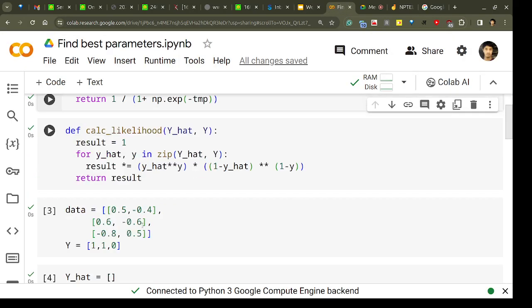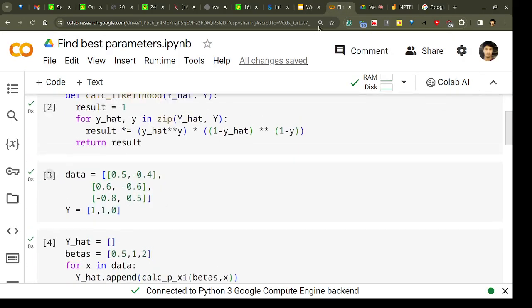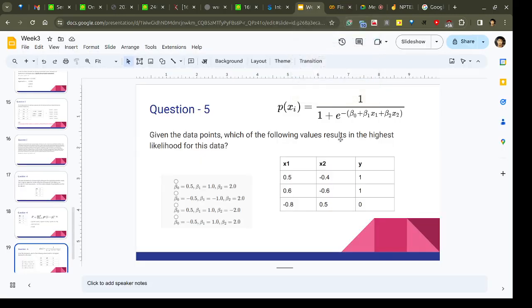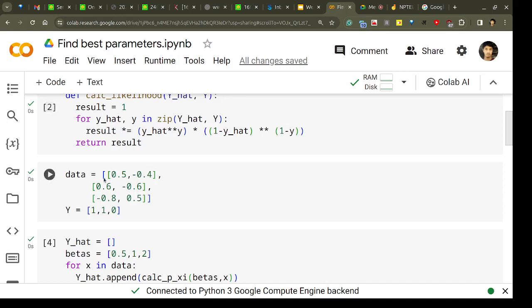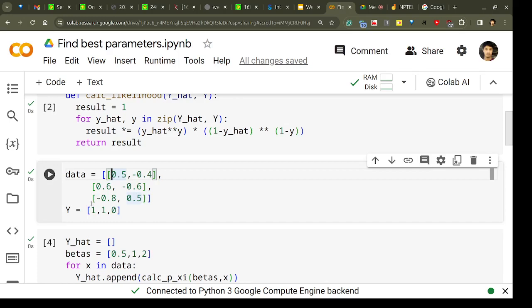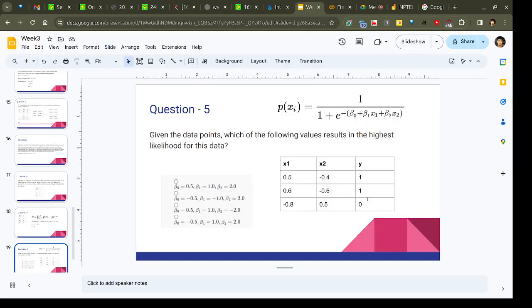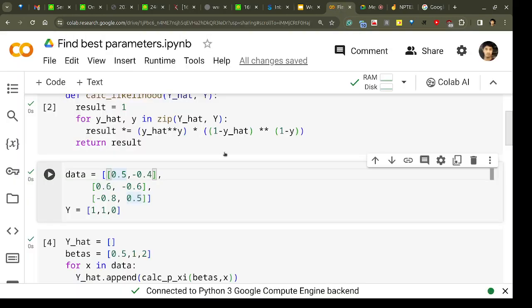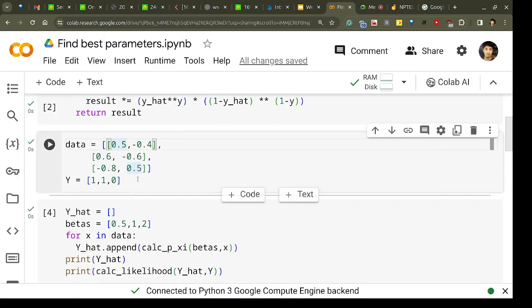So let's take an example. In the data we can see these values: 0.5, minus 0.4, 0.6, minus 0.6 and 0.8, minus 0.8, and 0.5. We are just taking these values from whatever is given in the question, and y is 1, 1, 0, which is given again in the table. So we have written those values here.